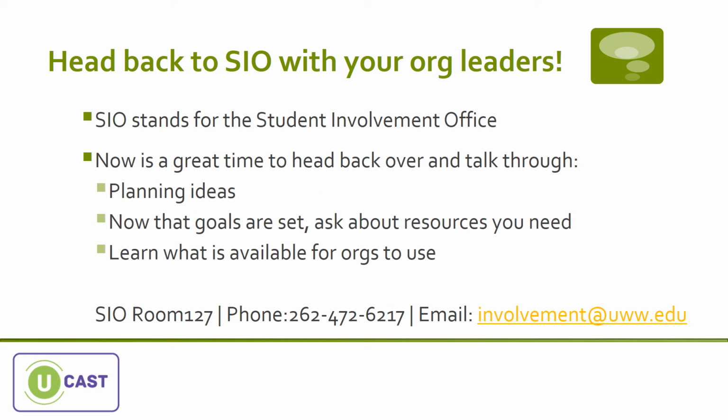The third thing to do is head back to the Student Involvement Office, or SIO, with all your org leaders and sit down with our staff. We are able to help you work through planning ideas and inform you about available resources such as our supply checkout, publicity assistance, fundraising options, potluck rules, and much more. Stop by room 127, located within Career and Leadership Development in the UC.